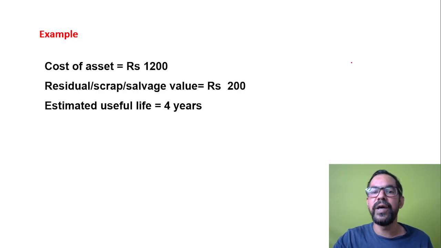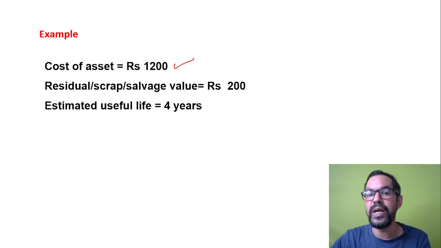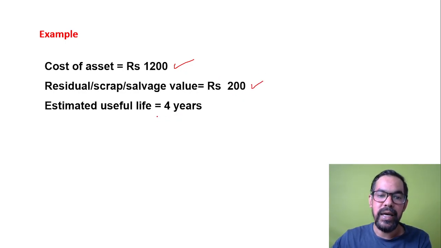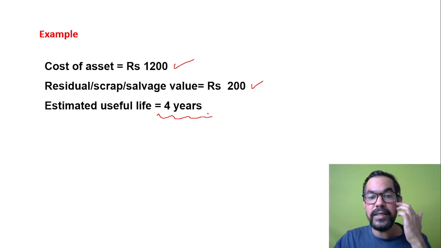Okay, so I'll give you an example as well, which will give you more clarity. Now we have a case. There is an asset whose cost is 1200 rupees. Residual, scrap or salvage value in this particular case is 200 rupees, and the economic life of that particular asset is 4 years.